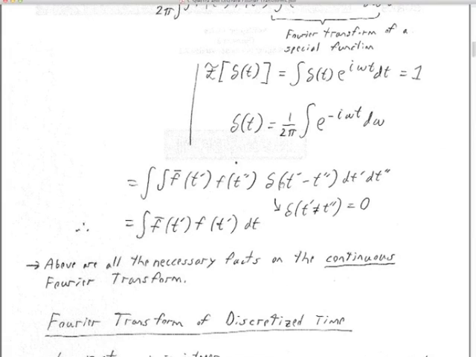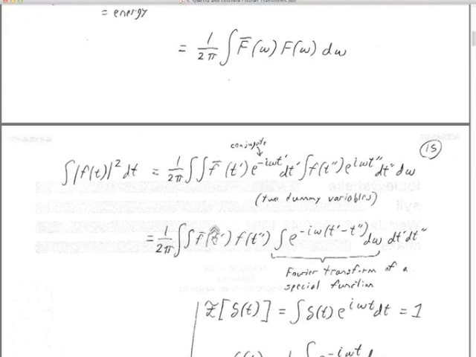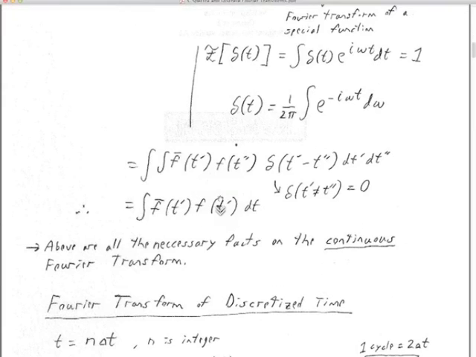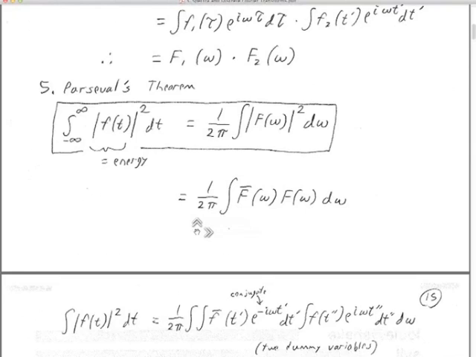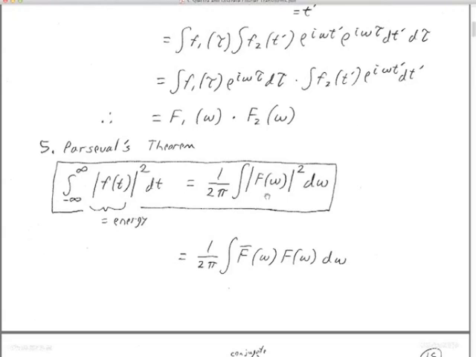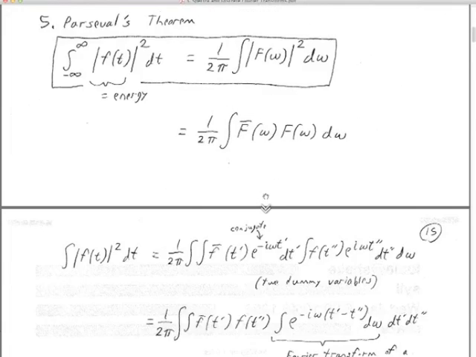And then you put the delta function in there, and notice it's a delta function of t prime minus t double prime. Wherever t prime is not equal to t double prime, the Dirac delta function is zero. So that just reduces this integration to this, and that's how we get to Parseval's theorem.